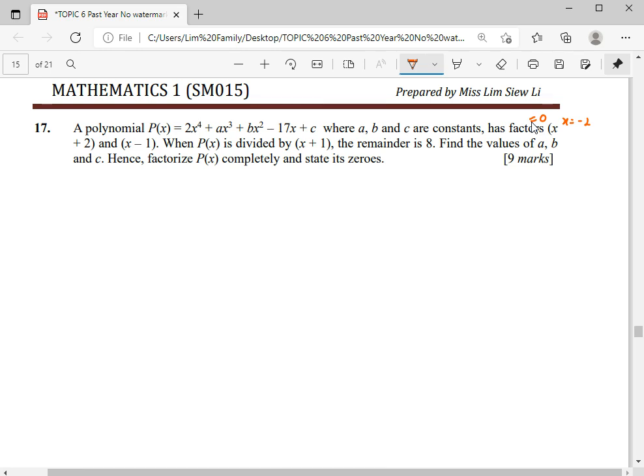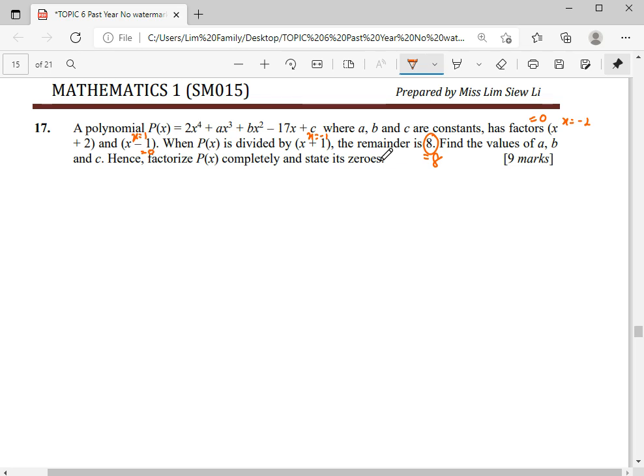And then they said it also has factors x plus 2 and x minus 1. So at the same time, when x equals 1, our polynomial will also equal 0. Both of them are factor theorems. And they give us another piece of information. They said when you divide by x plus 1, so your value of x here is negative 1, it has a remainder of 8. It means our polynomial will equal 8. So find the value of A, B, C. We have 3 unknowns here, so of course we'll need 3 pieces of information. And after finding A, B, C, only then we factorize it completely and state its zeros.